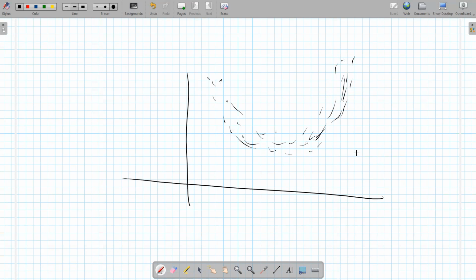Can you do this in factored form? No. No, right? Because those are your data points. If you fit a curve, it's going to look something like this, and that thing doesn't have x-intercepts.